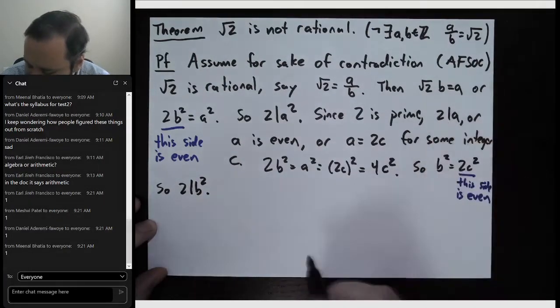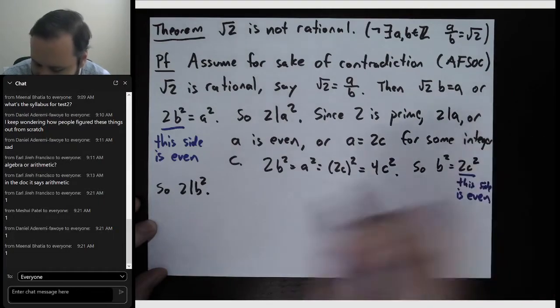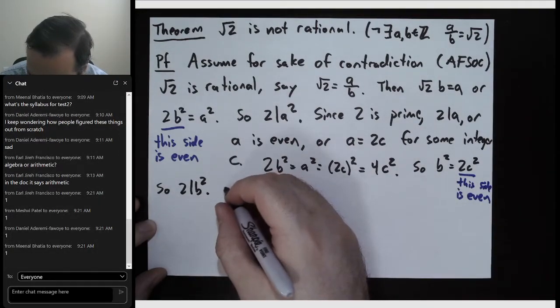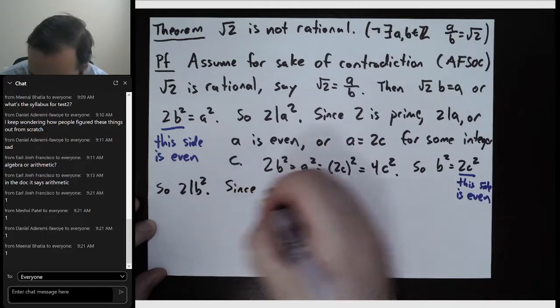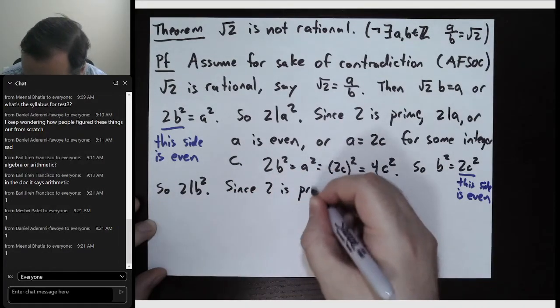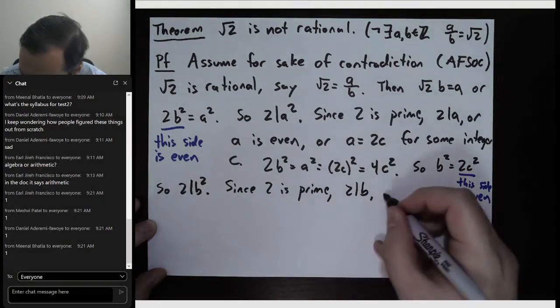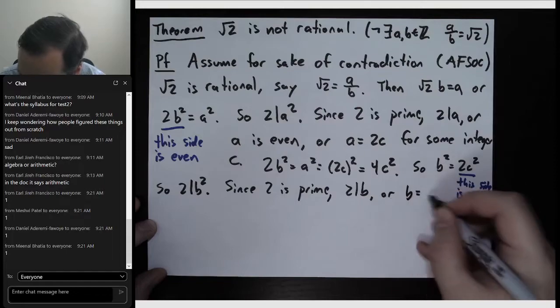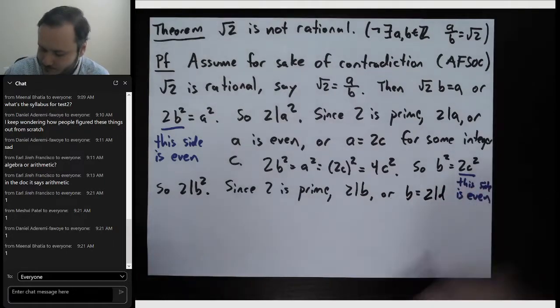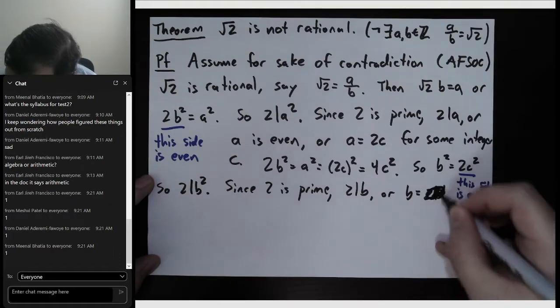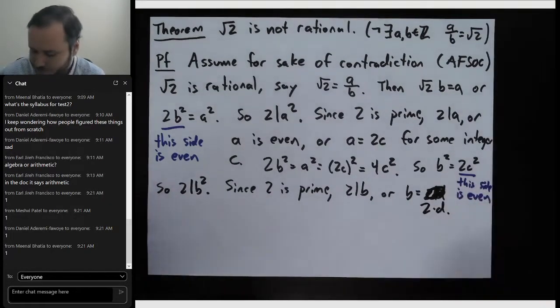Same reasoning. 2 is prime, so 2 divides b. Since 2 is prime, 2 divides b, or b is equal to 2 times d. Oops, not 2 divides d, 2 times d.